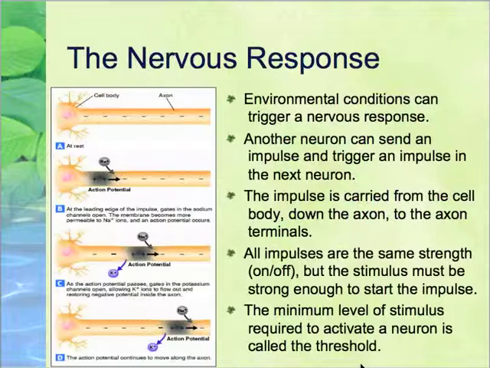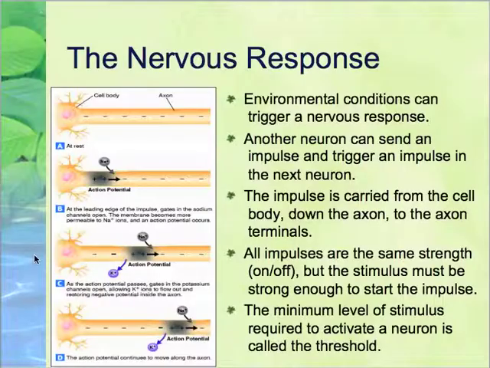Now, a nerve response is caused when environmental conditions trigger something. Another neuron will send an impulse, and that will trigger an impulse to the next neuron. The impulse is carried from the cell body, like I said earlier, here, down the axon to the point of termination, to the axon terminal. Now, because this is a predictable chemical reaction, it makes us think all impulses then have to kind of be the same. So an impulse is either an on-off or a yes-no. It's a binary situation. You either have an impulse or you don't.